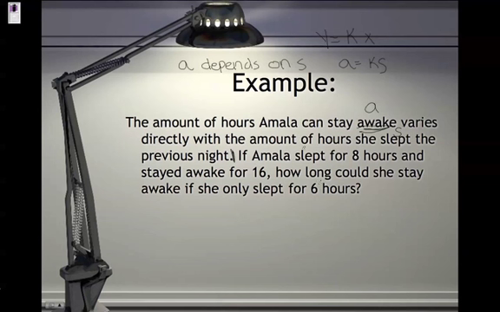So the first thing we're going to need to do is actually go and plug in the values we have and solve to find out what k is. K is the constant of variation. So let's see. Again, we have our equation A equals k times s. So let's plug in what we have. Amala slept for 8 hours, so s is going to be equal to 8, and she stayed awake for 16, so A is going to be equal to 16. So we have 16 is equal to k times 8.